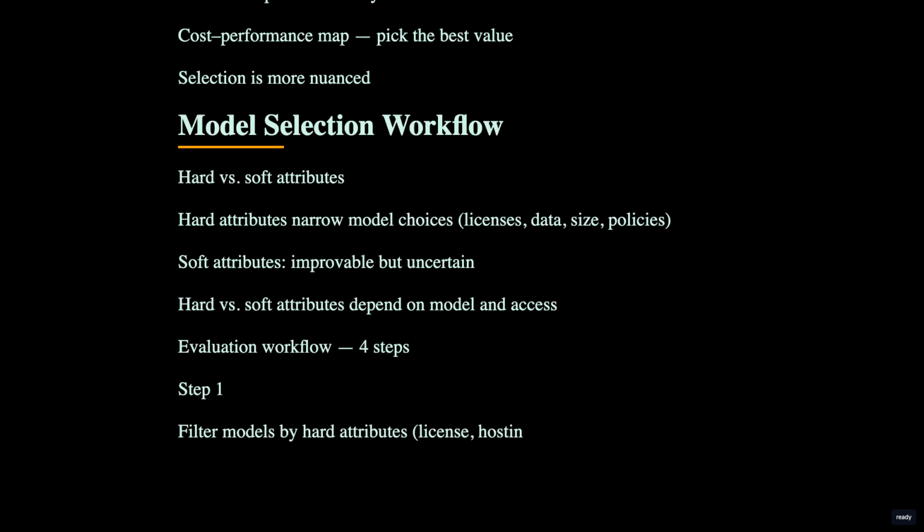Start by listing the non-negotiable attributes a model must have: licensing, data use limits, ability to self-host, latency, or regulatory compliance. Immediately remove any model that fails those requirements. For example, exclude API-only models if you must run on-prem, or drop models with incompatible licenses.